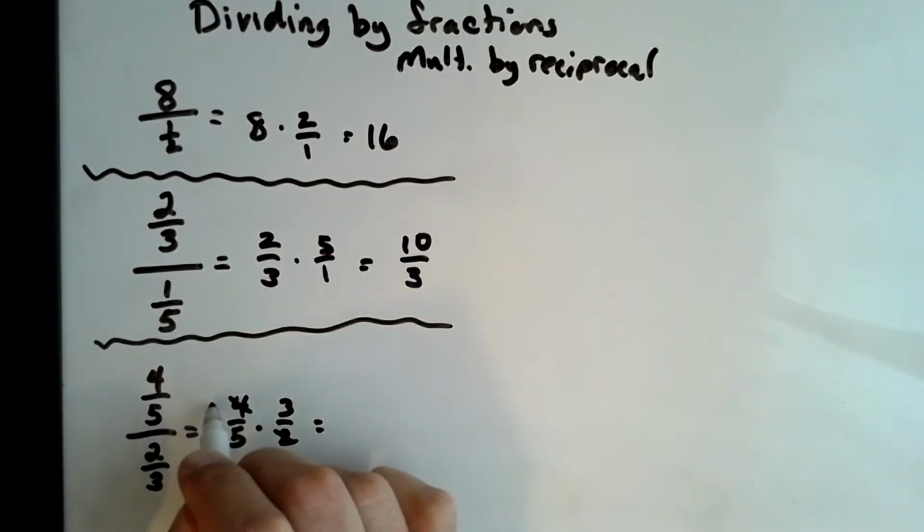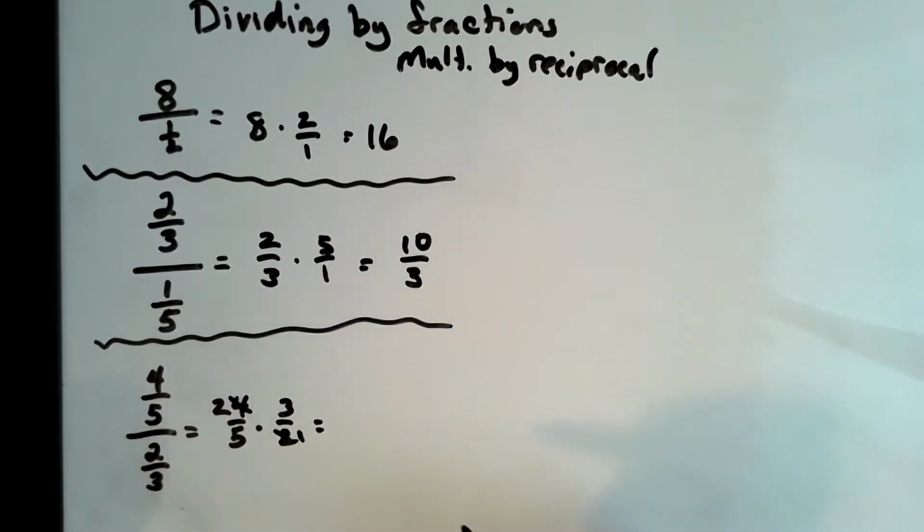A 2 goes into 4 2 times, a 2 goes into 2 once. So we're simplifying as we do that. 2 times 3 is 6, 5 times 1 is 5. We would have gotten 12/10, which would simplify to 6/5.